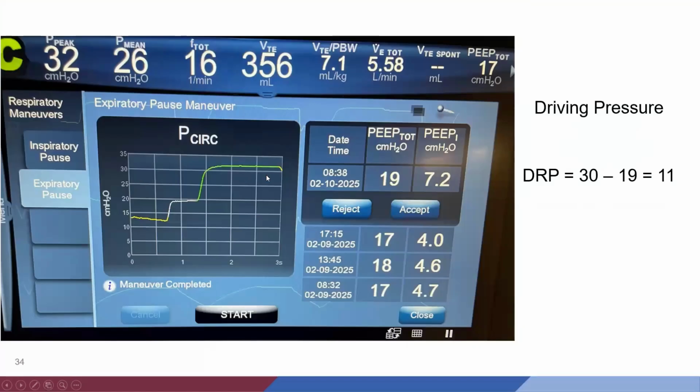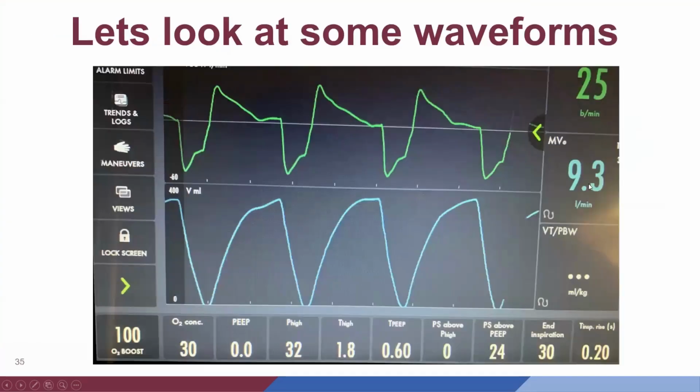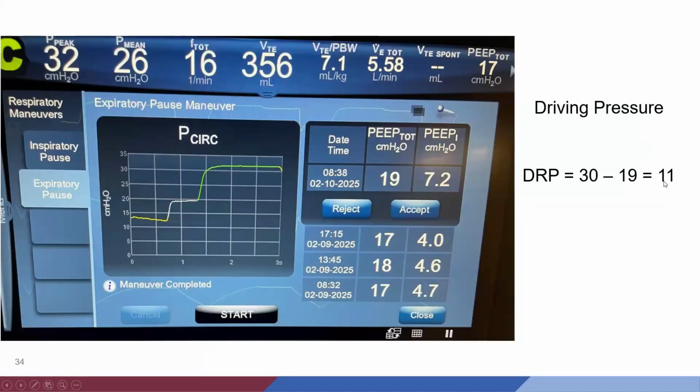If you're using the 980, do the same thing, do an expiratory hold. Your total PEEP was 19. Again, your P high was 30. So again, 30 minus 19, you're at 11. So again, you're less than 15, so you're in that safe zone there.